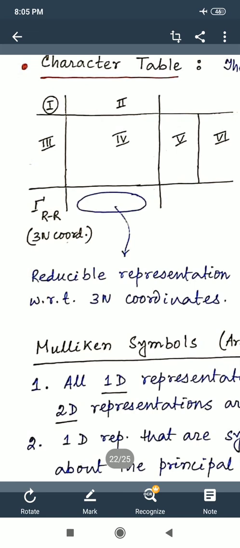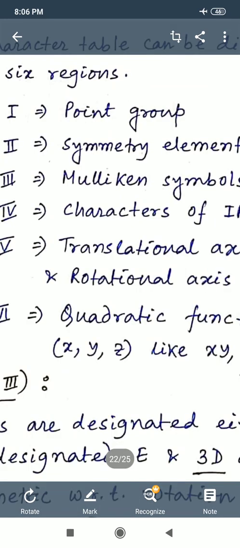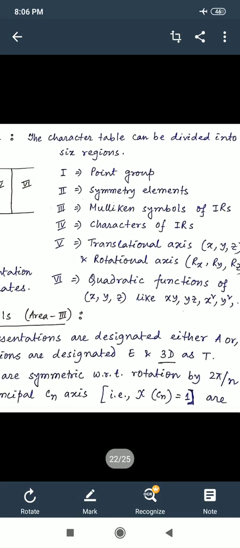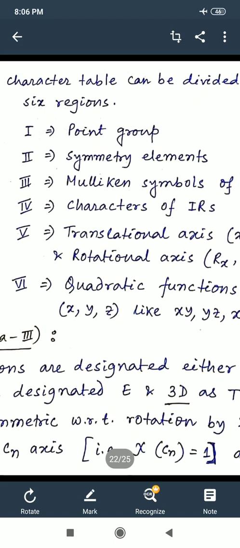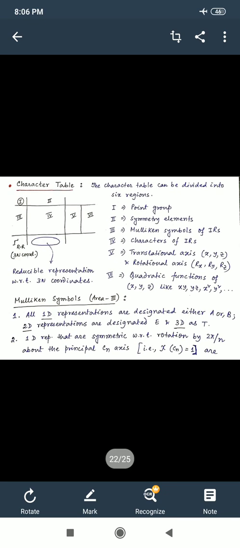Now I am going to region number 4. Here we write the characters of the irreducible representations. These characters I already discussed in our last class using the 5 important rules derived from the Great Orthogonality Theorem. If you didn't see the last class, you can go and watch that video. Next I am going to region number 5.